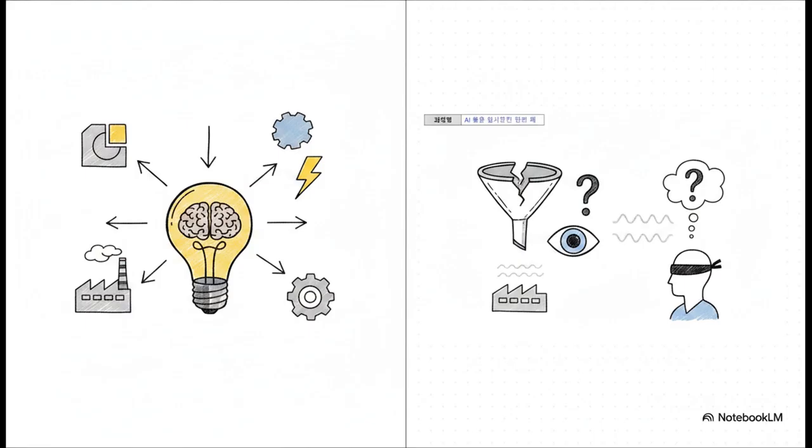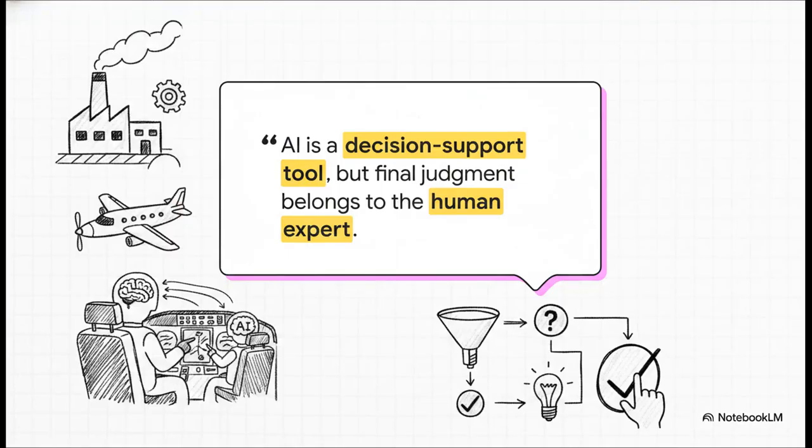It is 100% dependent on the quality of your data. Plus, it's completely blind to unrecorded field conditions. It can't feel a machine's subtle vibration or rely on a seasoned operator's gut intuition. That brings us to perhaps the most vital takeaway from all of this material. AI is a decision support tool, but the final judgment belongs to the human expert.